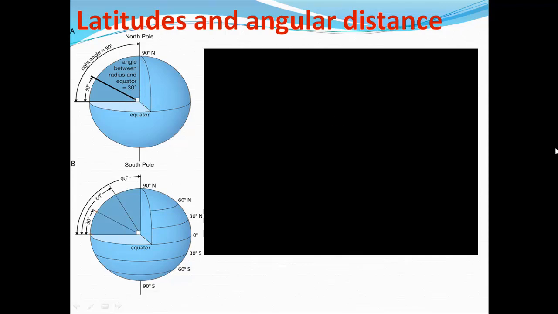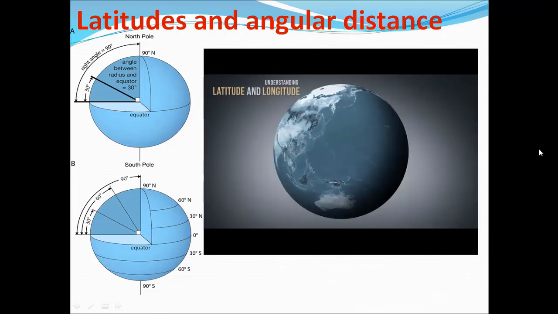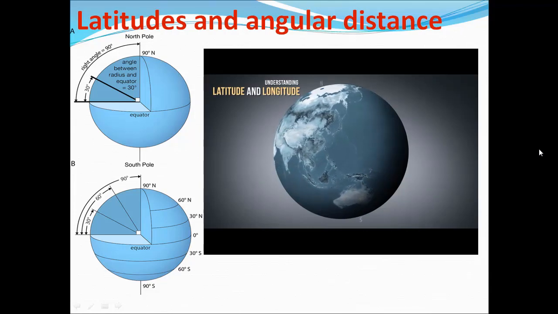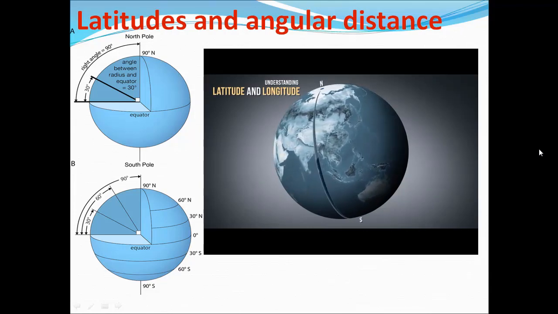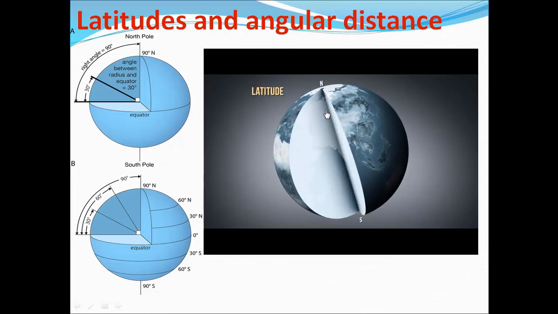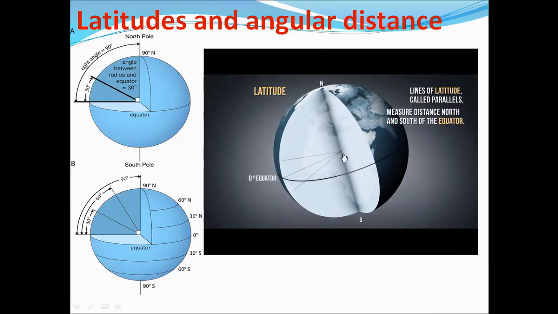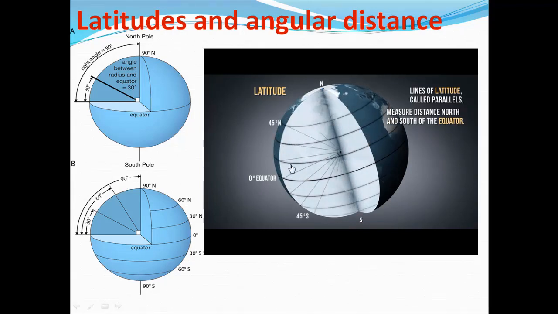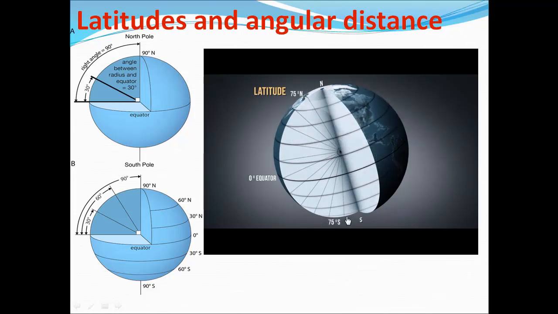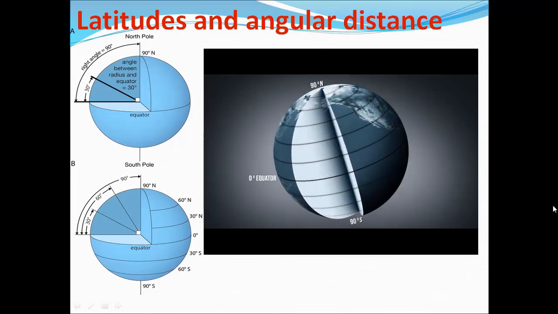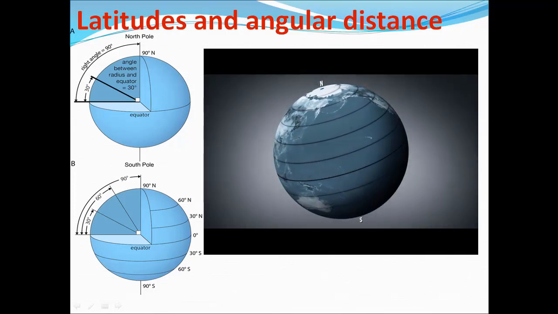Now we'll watch a video clip to understand how latitudes and angular distance are measured. Latitude and longitude, a 3D view of Earth. If we cut open the Earth from the center, as you can see in the animation, it has been cut on the axis. One can measure the latitudinal angle towards north and south of the equator, as you can see: 30 degrees north and south, 45 degrees north and south, 60 degrees north and south, 75 degrees north and south, and 90 degrees north and south. This represents the angular distance between latitudes.